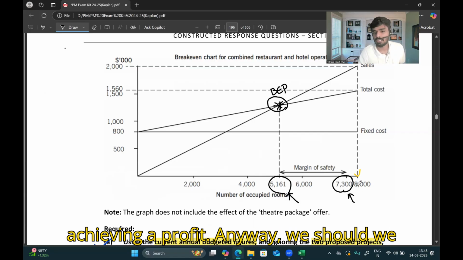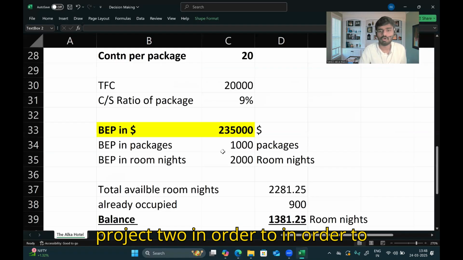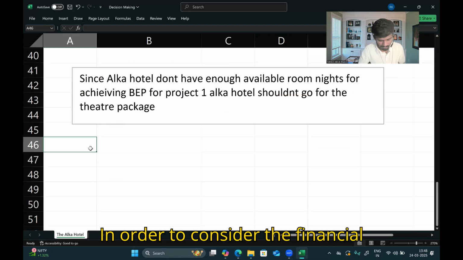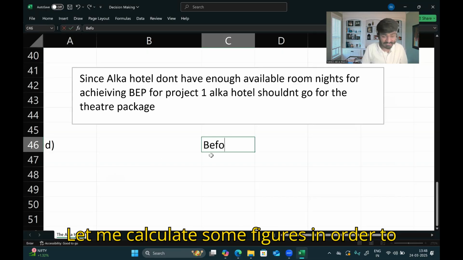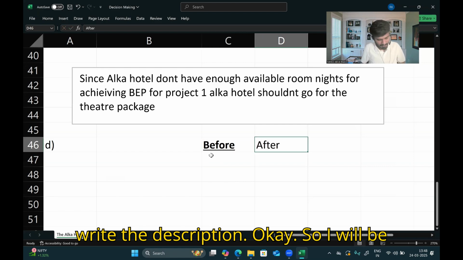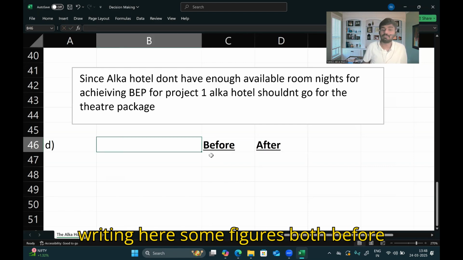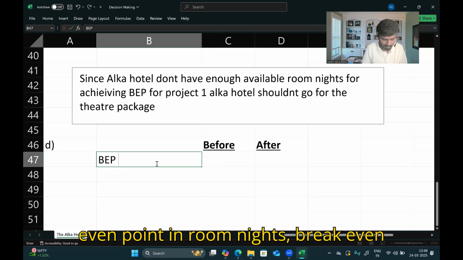Anyway, we should consider the financial effect of project 2. In order to consider the financial effect, we should make some calculation. Let me calculate some figures in order to write the description. Okay, so I will be writing here some figures both before doing project 2 and after doing project 2. Let's write down the break-even point in room nights.